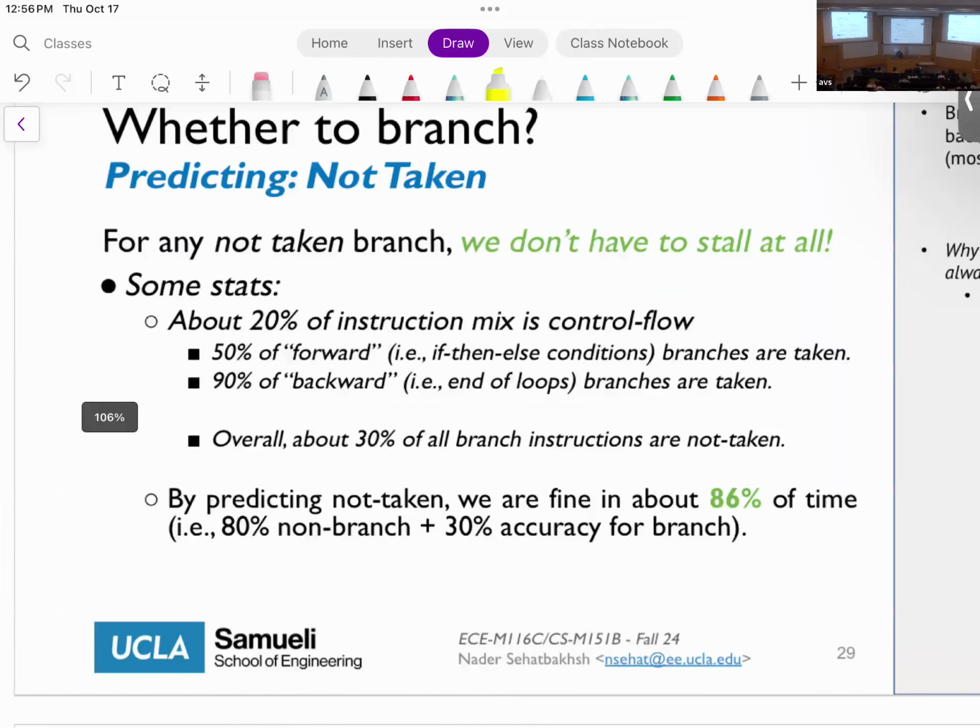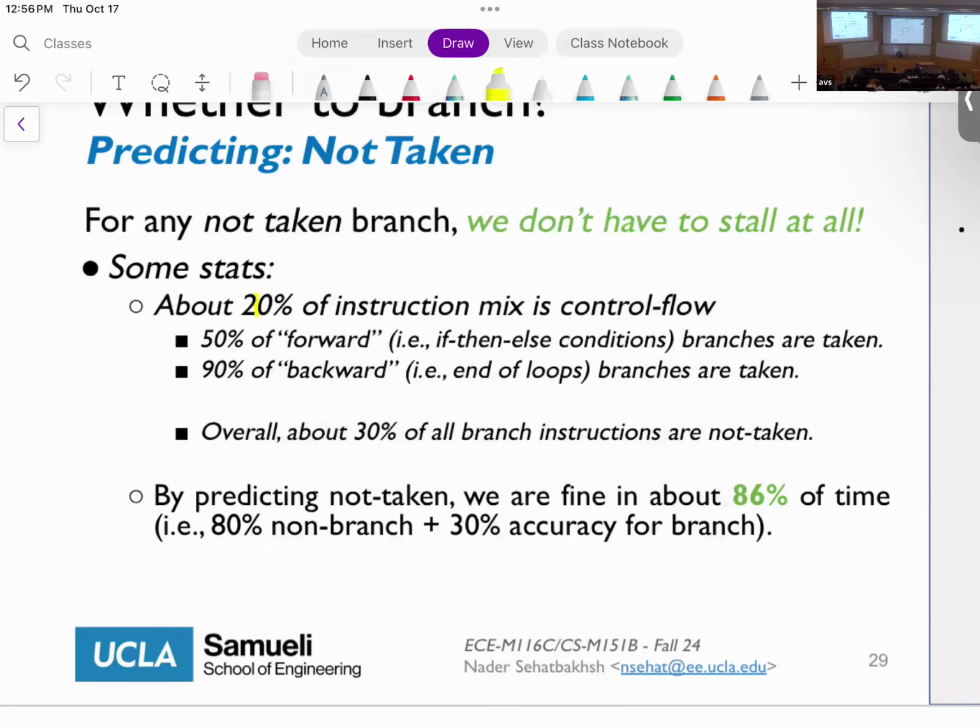And again, if I talk about stats, remember I told you that 20% of my instruction mix is control flow instructions. Out of those, 50% of what we call forward branches are taken, and 90% of backward branches are also taken. Okay.